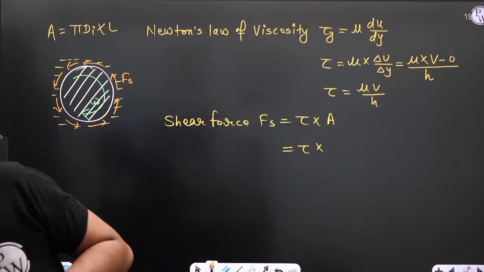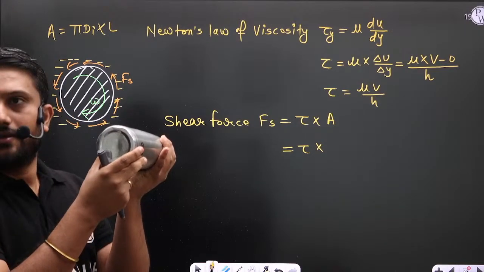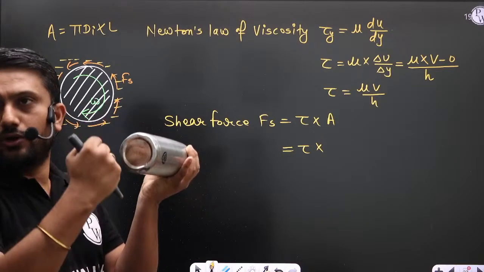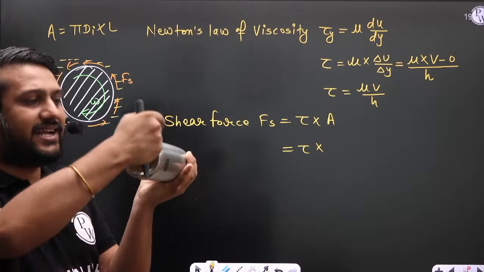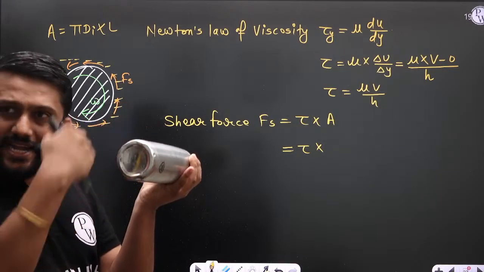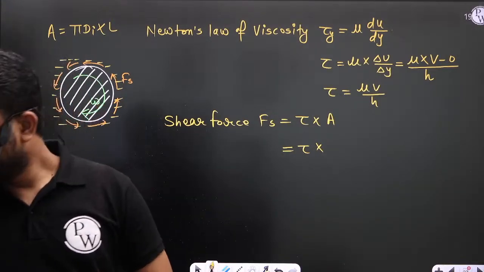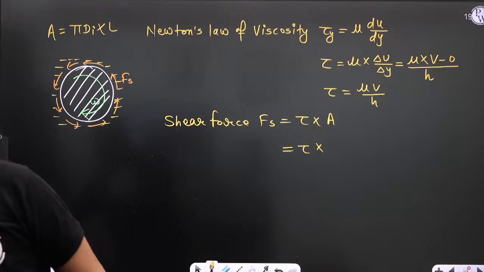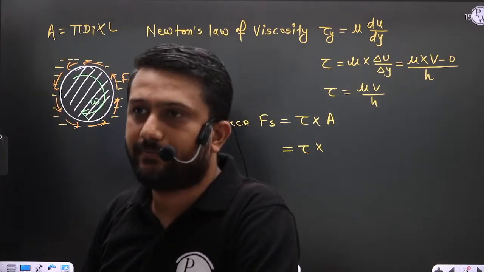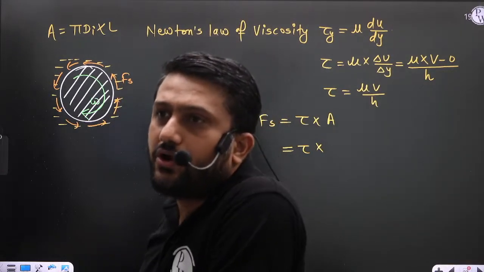So let us consider this is a shaft. Let us consider it tries to rotate in a clockwise direction. So shear stress is acting in the opposite, or anti-clockwise direction. Is it fine? And that shear stress acts in a surface area, because the surface area is in contact with the fluid. Is it clear to you or not?